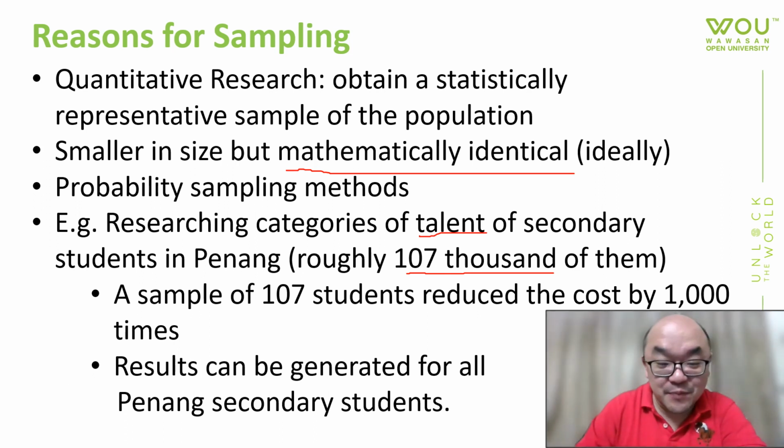So you take a sample of 107 students from the 107,000, and that will reduce cost by 1,000 times. And cost not only in terms of money, it can be in time as well as other resources, like whether the researcher can live long enough for this to finish. Supposedly, if you've done your design well and your sampling execution is really careful, then results should be generalizable to all Penang secondary students, but the cost is reduced by about 1,000 times.